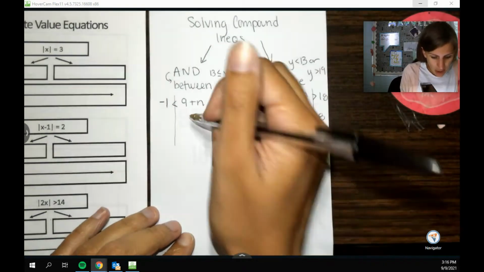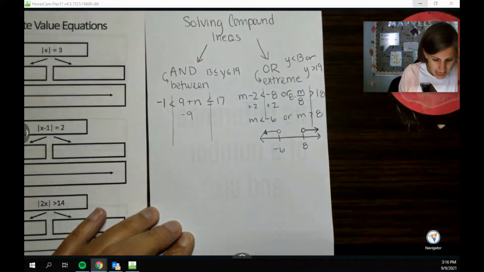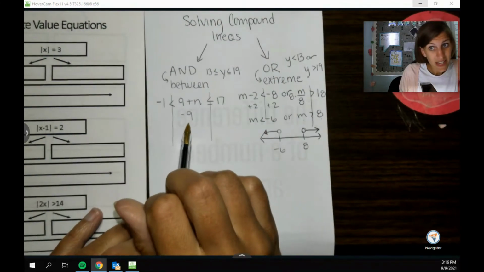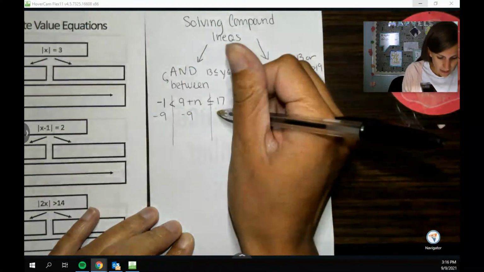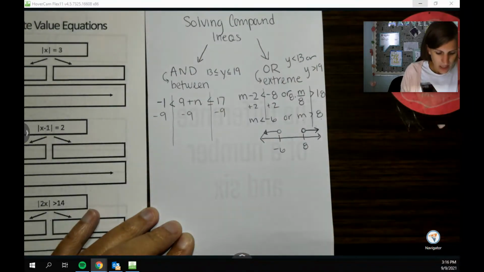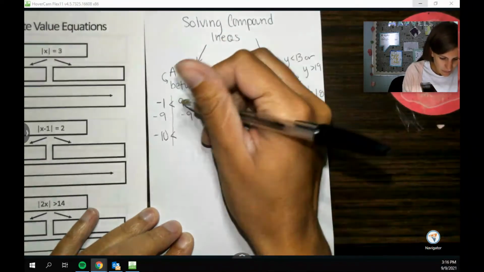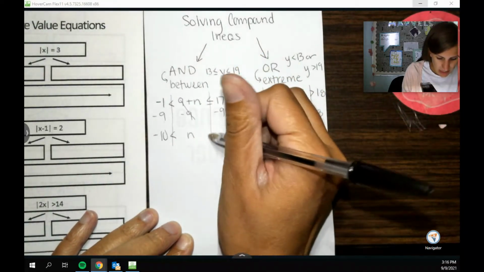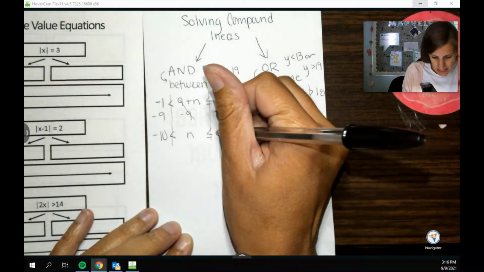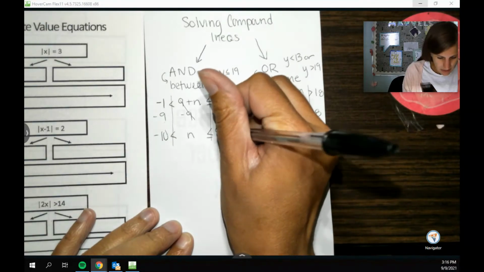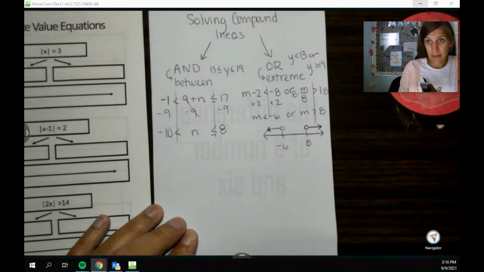Okay, so if I want to get n all by itself, I want to subtract 9. And if I do it here, I have to do it to all the things. So -1 minus 9 is -10. Here that adds up to 0, so n is alone. And then 17 minus 9 is 8. Oh my word, I almost made it negative. I didn't mean to.